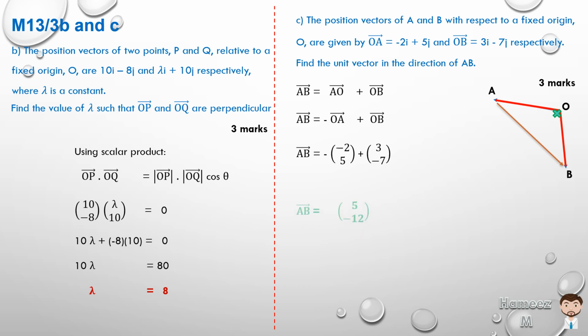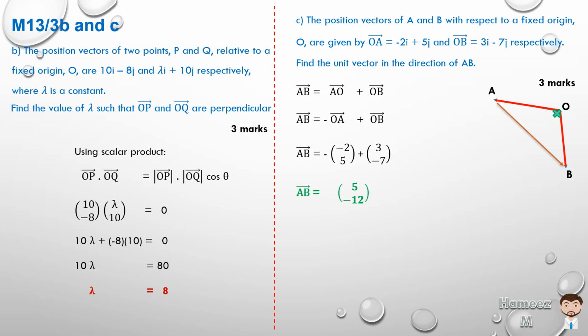And we can work it out: minus 2, that's 2 plus 3 is equal to 5. And the base, minus 5 plus minus 7 is minus 12. The vector AB means that we're moving 5 units in the x direction, or 5 units to the right, and 12 units downwards. And we can see that from our diagram.